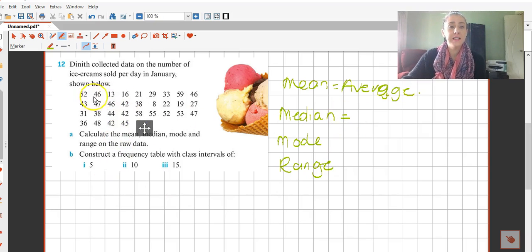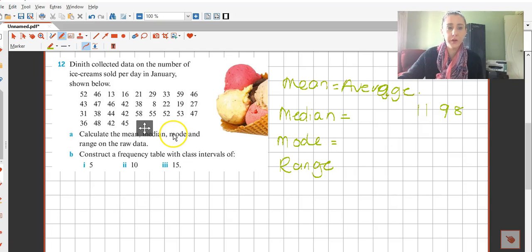Median is the middle number when arranged in order, so they do need to be ordered. We can't just count through these and find the number that's in the middle. It has to be ordered. And mode is the most common number that appears. Range, of course, is the highest value, take the lowest value. So I'm going to go ahead and work these out.